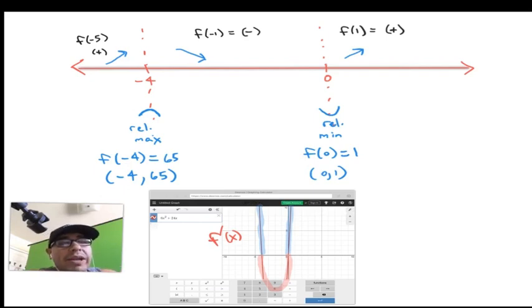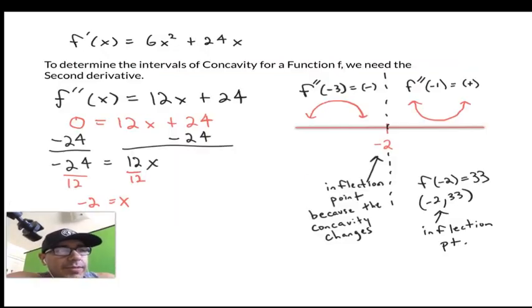So all we have done so far is take the first derivative, right? So let's continue the march. So now let's talk about concavity. So notice we have the first derivative right here. This was the first derivative.